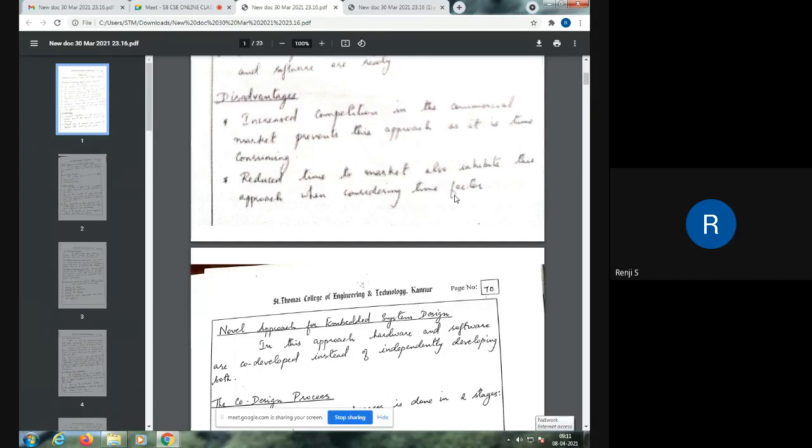And if this product is getting delayed, then the time to market also gets reduced, and by the time it enters the market, the product might have become outdated. And so the traditional approach was consuming a lot of time, and so there was reduced time to market, and this inhibits this approach. And we cannot follow this approach because the product will not be successful if there is reduced time to market, or if it is taking a lot of time for development.